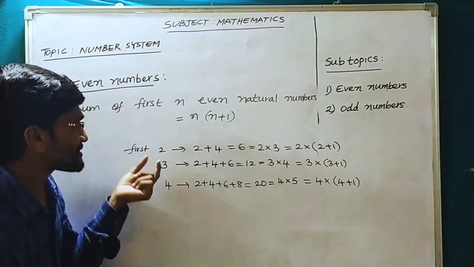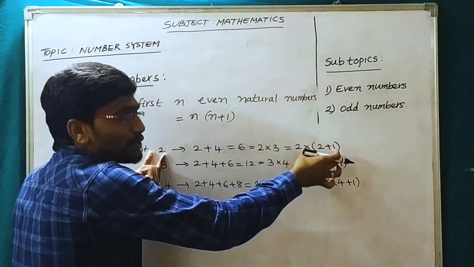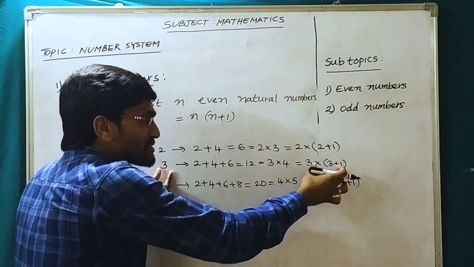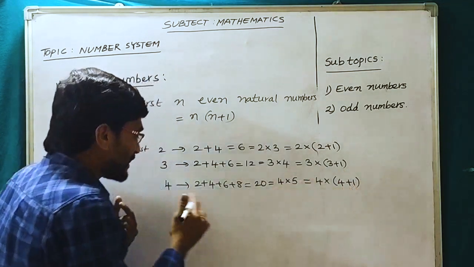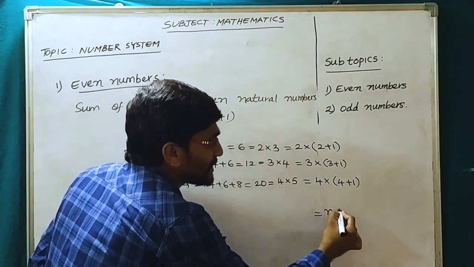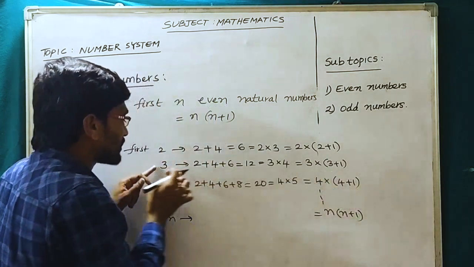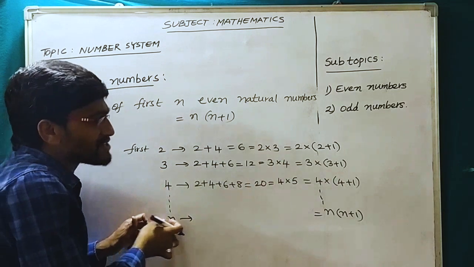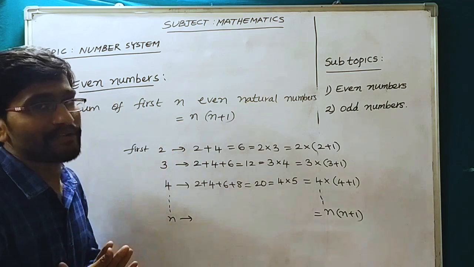That means the sum of the first two even natural numbers can be written as 2 into 2 plus 1. The sum of the first 3 even natural numbers can be written as 3 into 3 plus 1, right? The sum of the first 4 even natural numbers can be written as 4 into 4 plus 1. In the same way, the sum of the first n even natural numbers can be written as n into n plus 1. This is about even numbers.